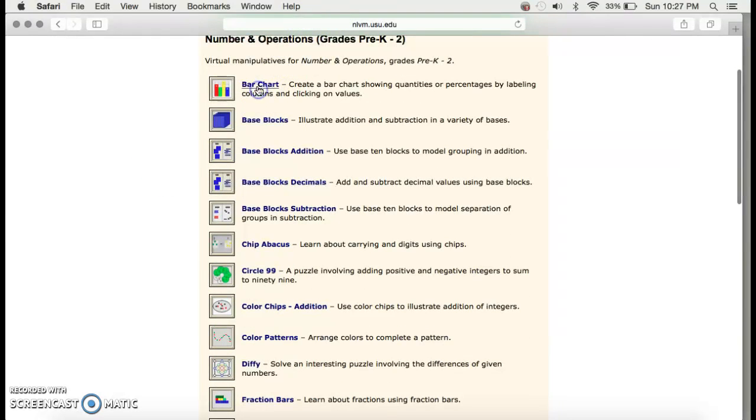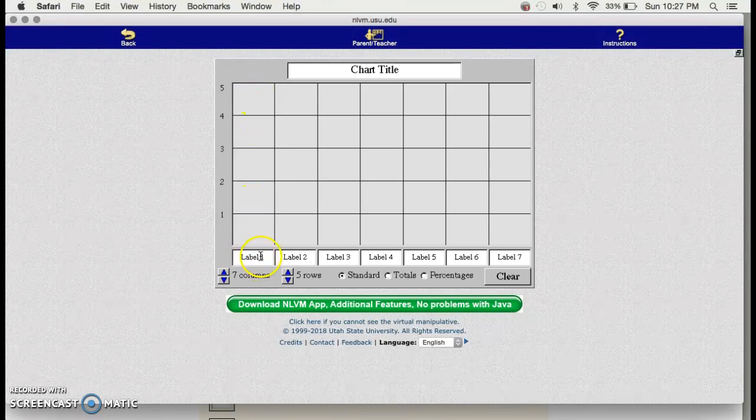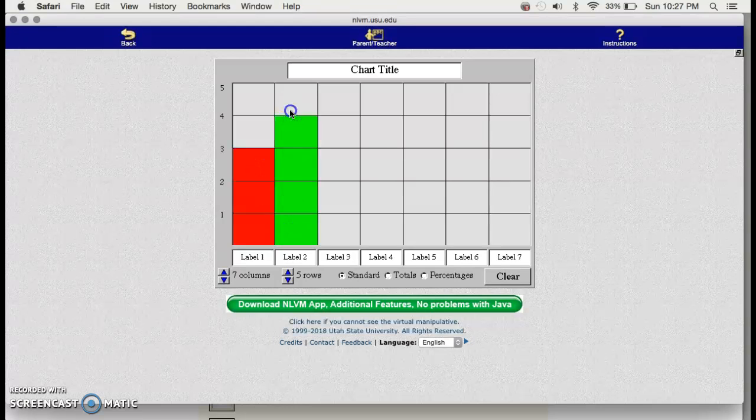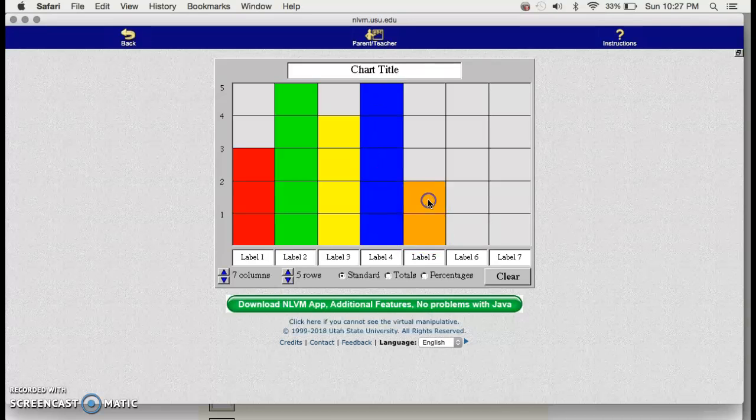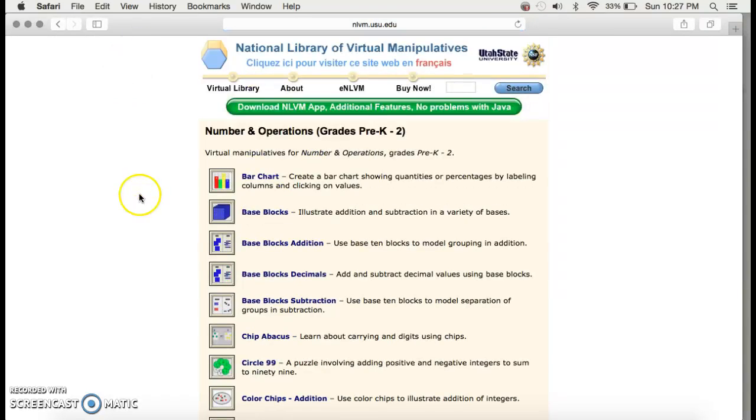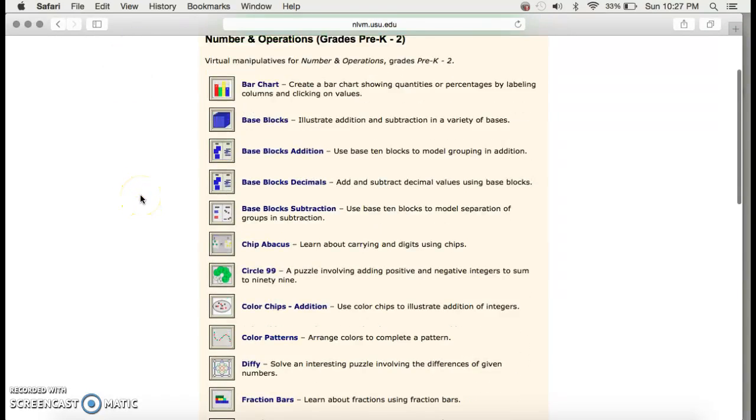I also like the bar chart. So you're able to change the labels, change the rows, and you can make your own little chart. So when I'm introducing graphs in second grade, we can do this on the computer and I can project it and we can see how a chart looks instead of me just drawing it up on the board, which I've had to do before.